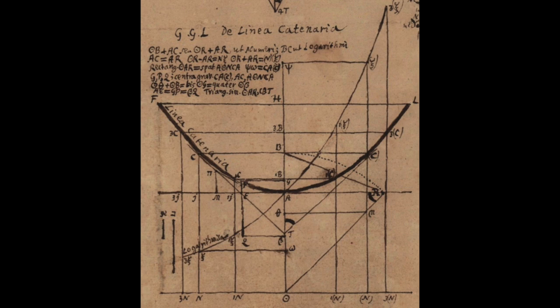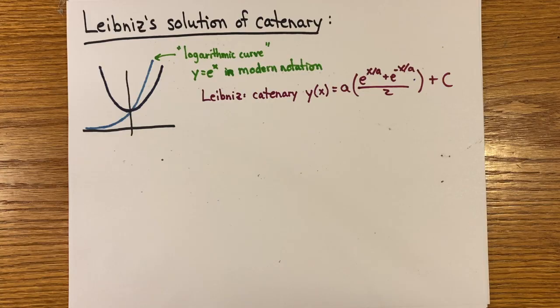Leibniz's paper describes the construction of this curve, which I don't want to get into. And just like Bernoulli's paper, it doesn't reveal the proof that the exponential and the catenary are related. So it's a matter of speculation how Leibniz actually figured this out. But I think the following is a pretty good guess.